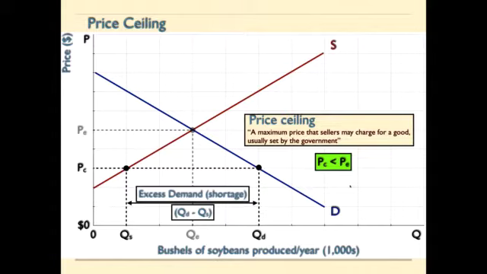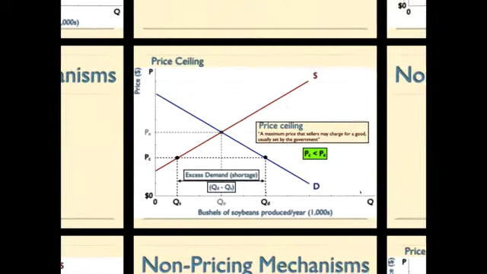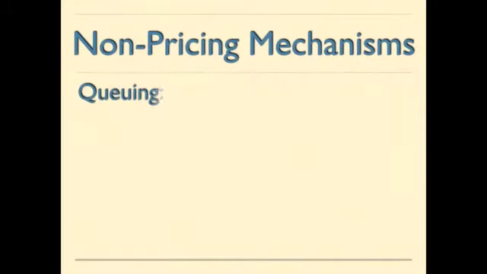And we want to take a look at a few things that distribution mechanisms that could be put in place, non-pricing mechanisms that allow for distribution of goods when there is excess demand or a shortage of a particular product. And here are a few examples of non-pricing mechanisms.